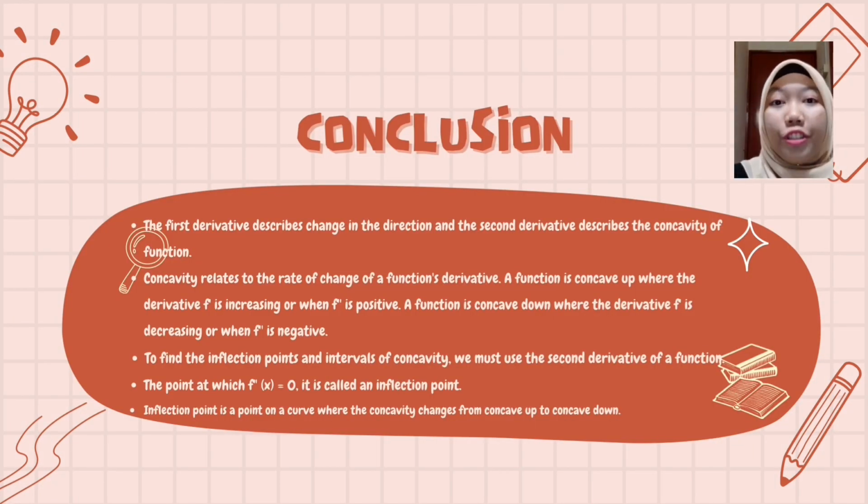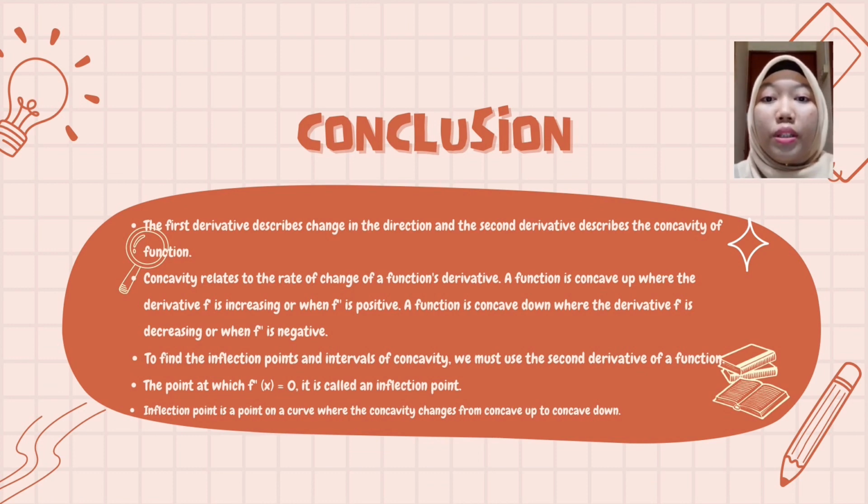Lastly, for the conclusion, the first derivative describes the change in direction and the second derivative describes the concavity of a function. Concavity relates to the rate of change of a function's derivative. A function is concave up where the derivative f prime is increasing or when f double prime is positive. A function is concave down where the derivative f prime is decreasing or when f double prime is negative. To find the inflection points and intervals of concavity, we must use the second derivative of a function.